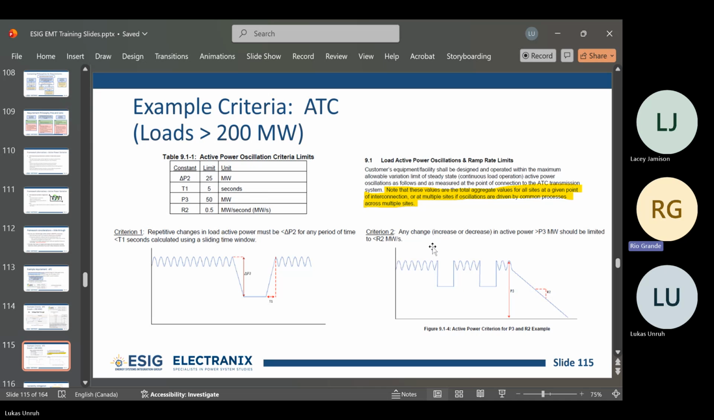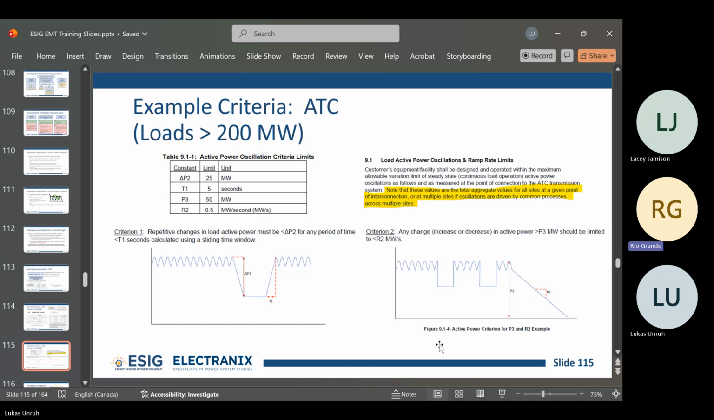The second one here is any change in active power greater than 25 megawatts should be limited to less than 0.5 megawatts per second. So that's a pretty slow ramp rate, and there's been some interesting debate, I think, over this specific criteria, actually both of these criteria. And one note that's highlighted here: these values are the total aggregate values for all sites at a given point of interconnection, or at multiple sites, if oscillations are driven by common processes across sites.